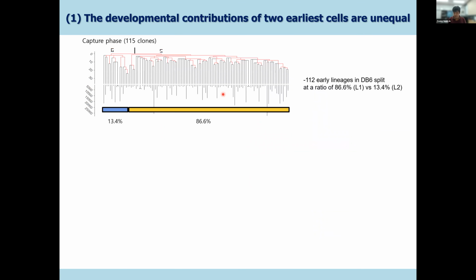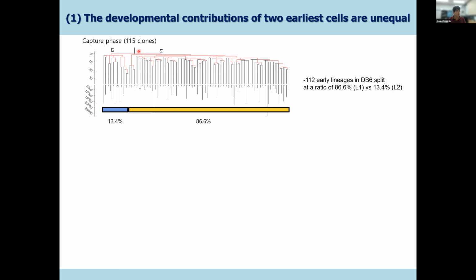We can identify many interesting things from the recapture phase. The first one is the developmental contributions of the 2 earliest cells. The 2 cells at the 2-cell stage embryo are unequal. So for example, this is the outcome from the capture phase of DB6, and this is lineage 1, and this is lineage 2.